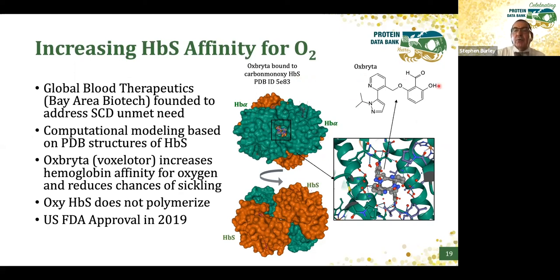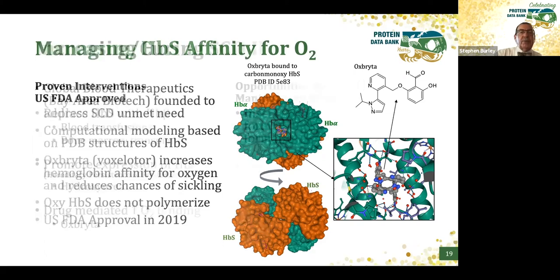Here's a chemical drawing of the drug. It binds to the N terminus of the alpha chain, and there are actually two copies of Oxbryta shown here, superimposed on one another. In any one hemoglobin tetramer, there would only be one copy bound to one of the two alpha chains. So here was the pharmacologic approach. It is working and providing value and relief to patients with sickle cell disease here in the United States.